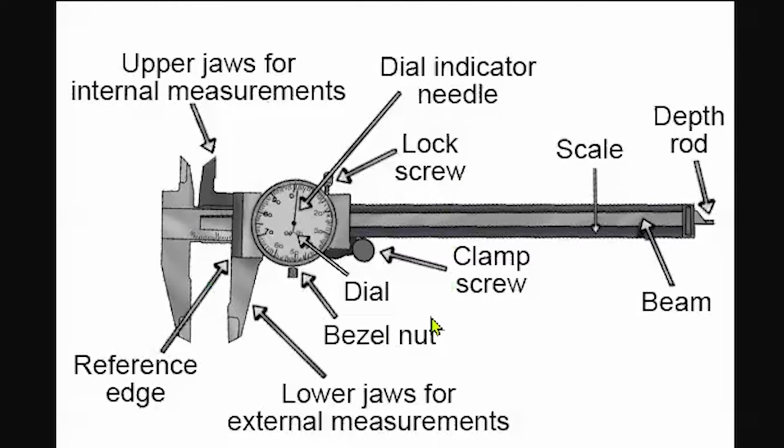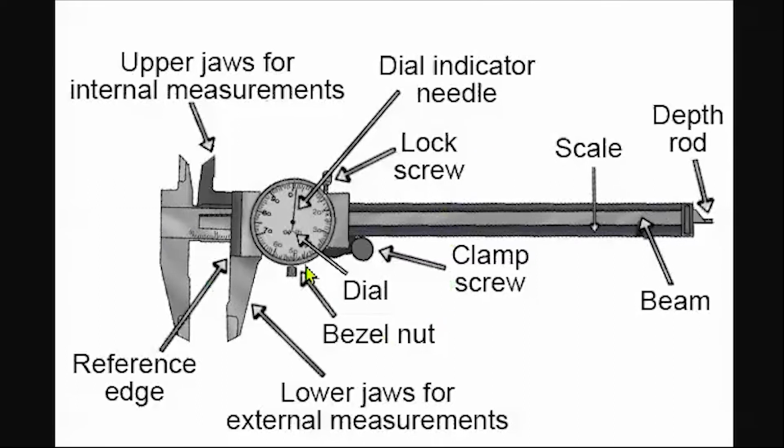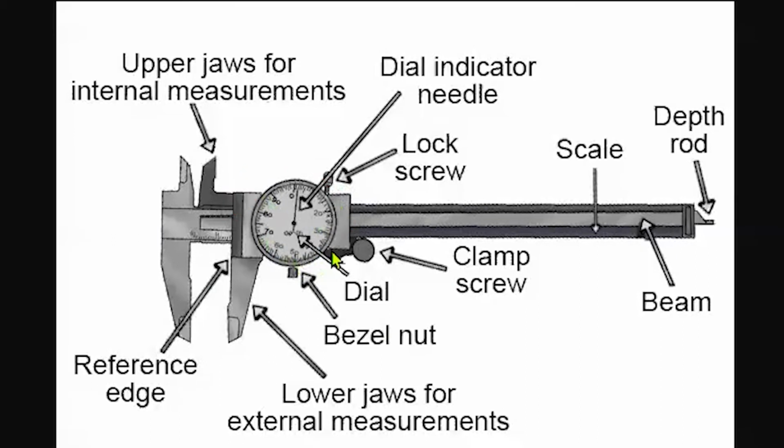The bezel nut keeps the dial from moving. The dial moves by twisting it clockwise or counterclockwise and can be used to zero the scale. When you zero the scale, you'll want to make sure that the blades are clean of any debris. The lock screw locks the scale in place. Finally, the depth rod measures depth.